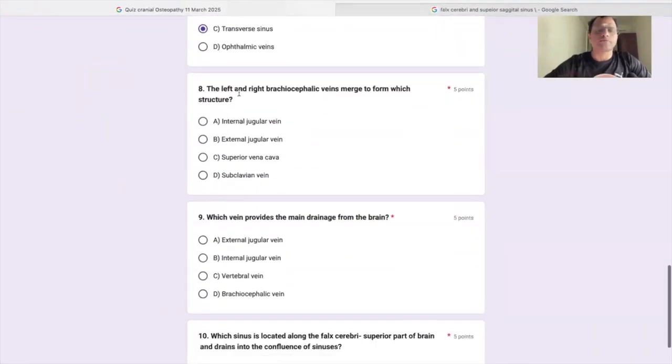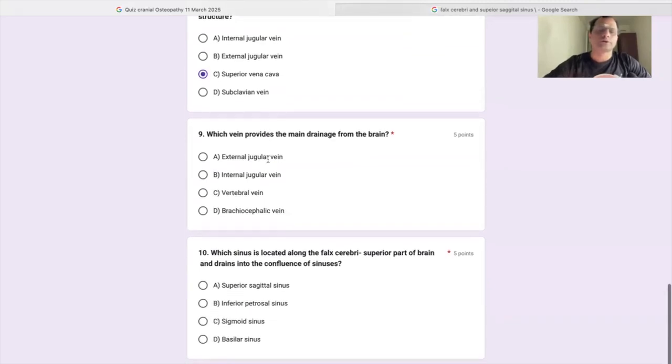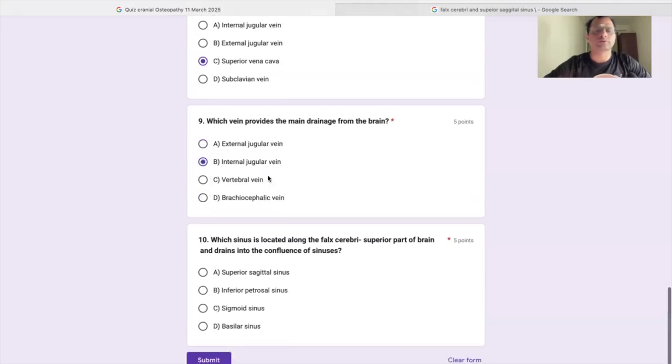Question number 8. The left and right brachiocephalic vein merge to form which structure? Superior vena cava. So they will become the superior vena cava. Yes. Question number 9. Which vein provides the main drainage from the brain? Internal jugular vein. The answer is the internal jugular vein.